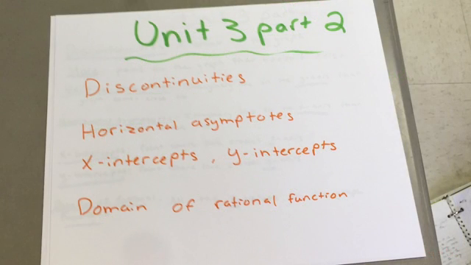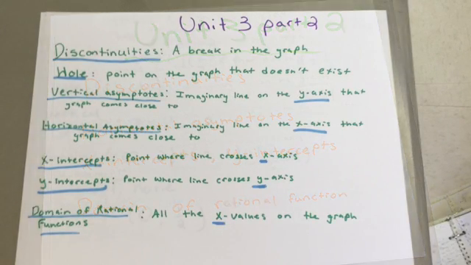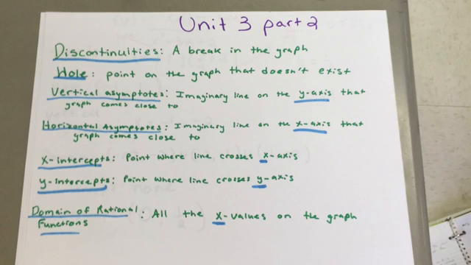Unit 3, Part 2: discontinuities, horizontal asymptotes, x-intercepts, y-intercepts, and domain of rational functions. Alright, so the definitions are pretty self-explanatory. Discontinuous is a break in the graph. Holes is a point that doesn't exist, so it basically cancels out. We'll show you an example.